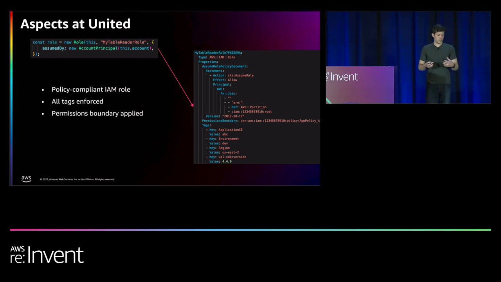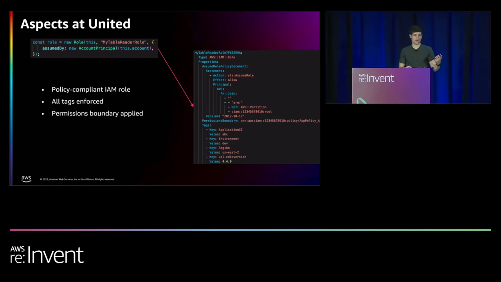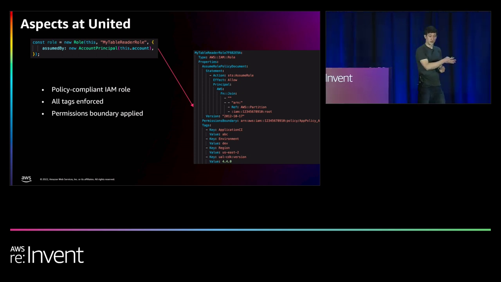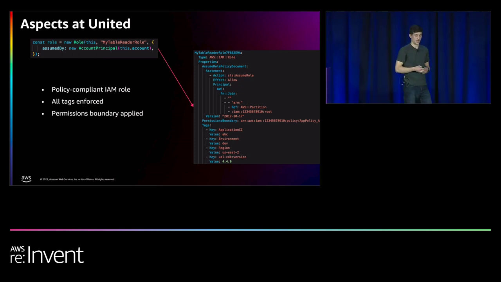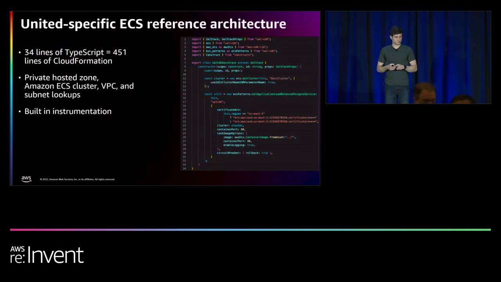And then there's this thing called aspects, where basically in the CDK, I can inspect every single CloudFormation resource that you're going to create before your CloudFormation is finally generated. So this is an example of where I'm creating an IAM role just with the account principal. And when that gets synthesized via my aspect, it's going to get that permissions boundary applied. So any role you could possibly create with our tool is going to have this.